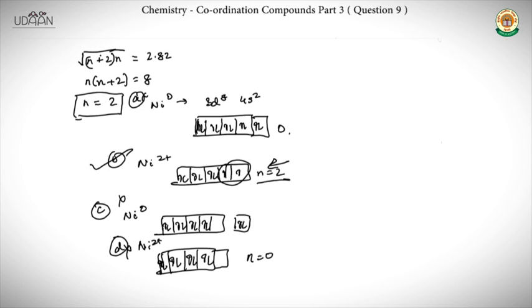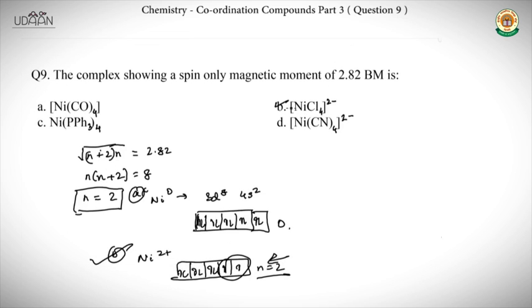So again, as you saw, this is a very simple question based on a formula used for calculating the magnetic moment. You need to take the relative strength of the ligands into account while deciding the number of unpaired electrons. Then you can directly put that into the formula and calculate the magnetic moment.